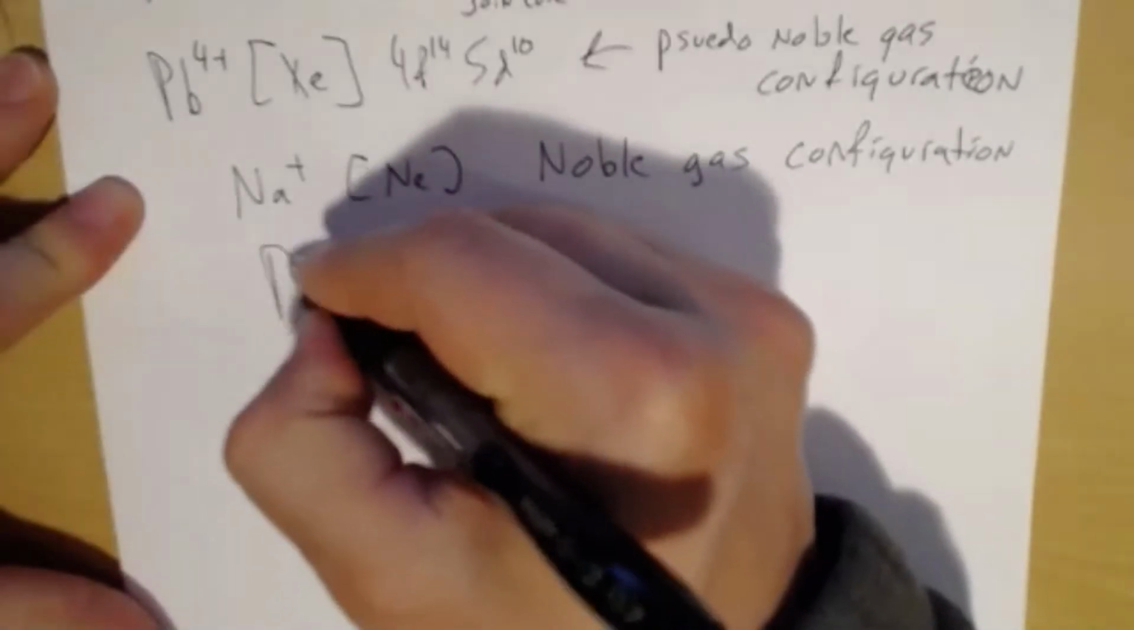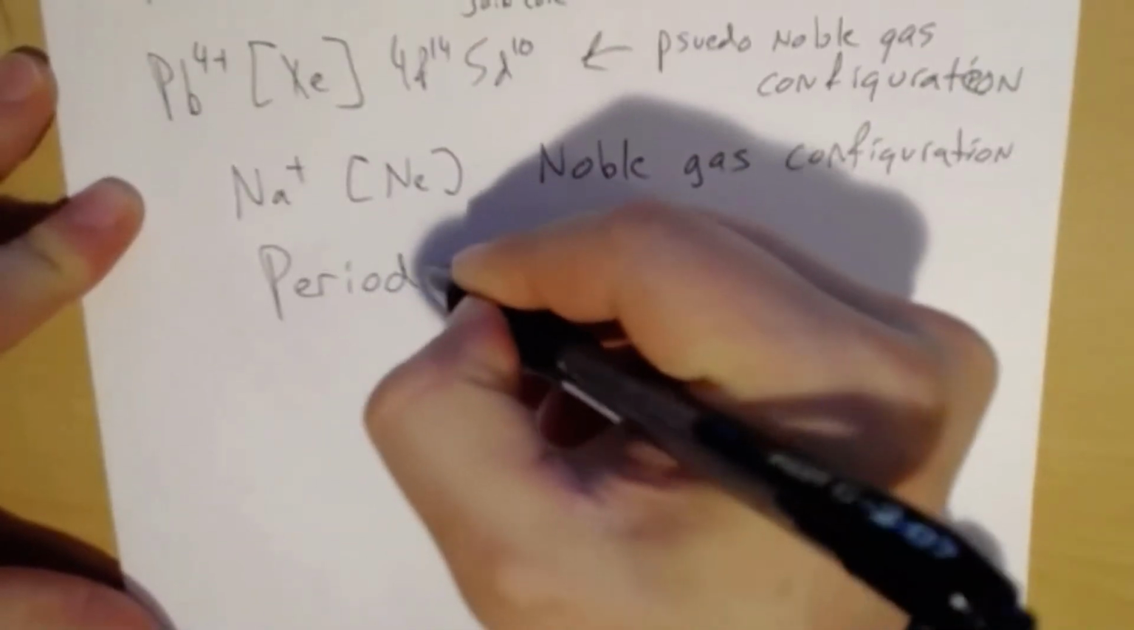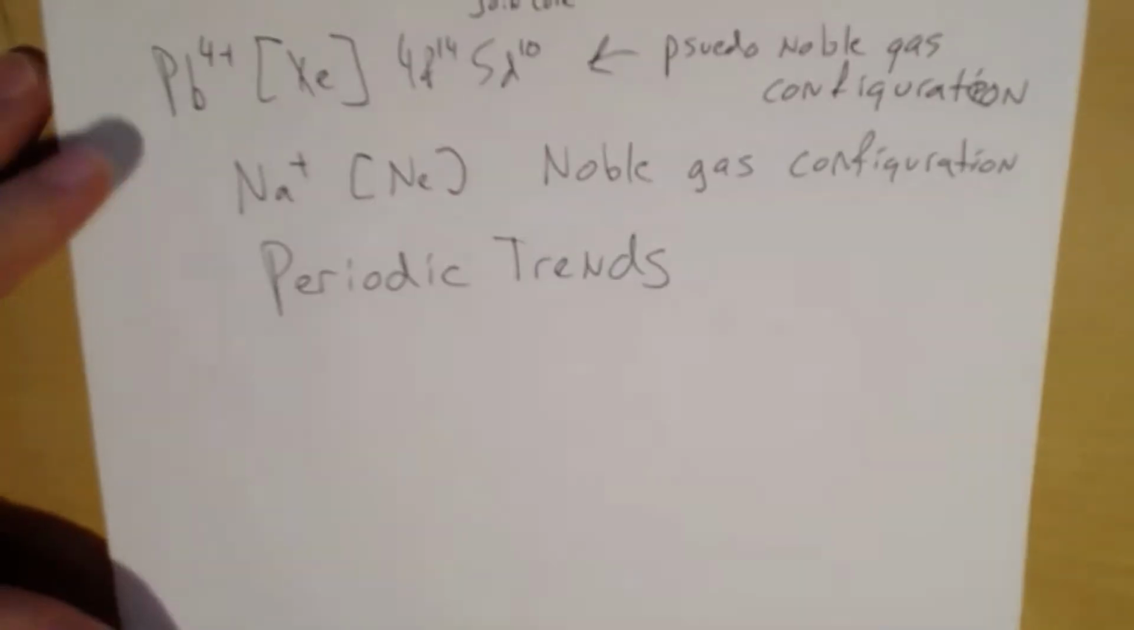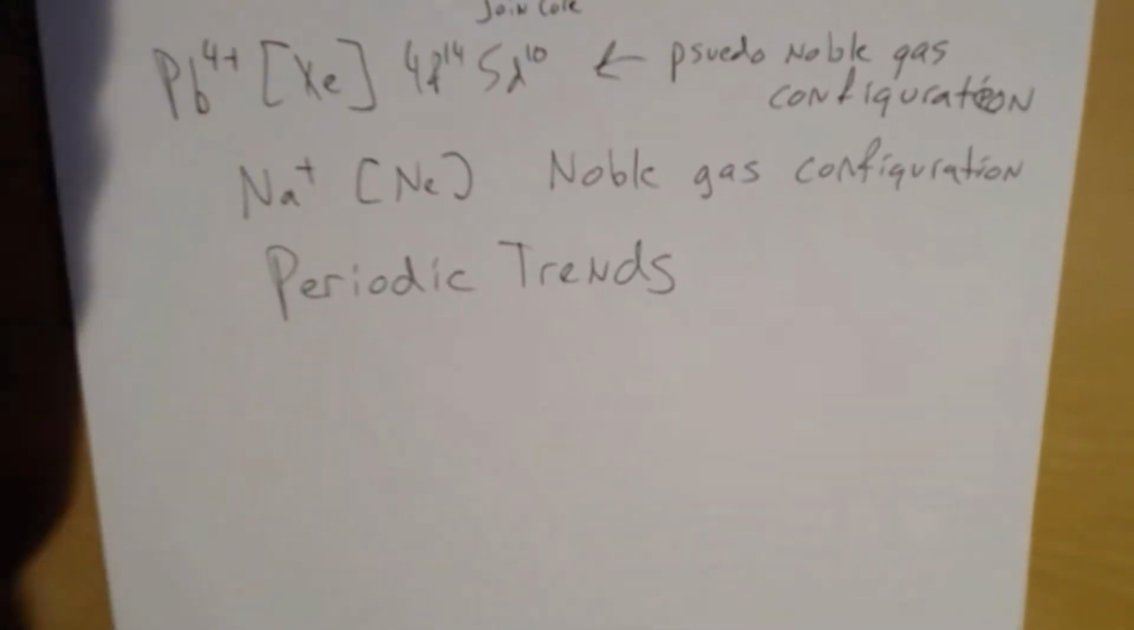The next idea is called periodic trends. And if you get these, they're really easy test questions.